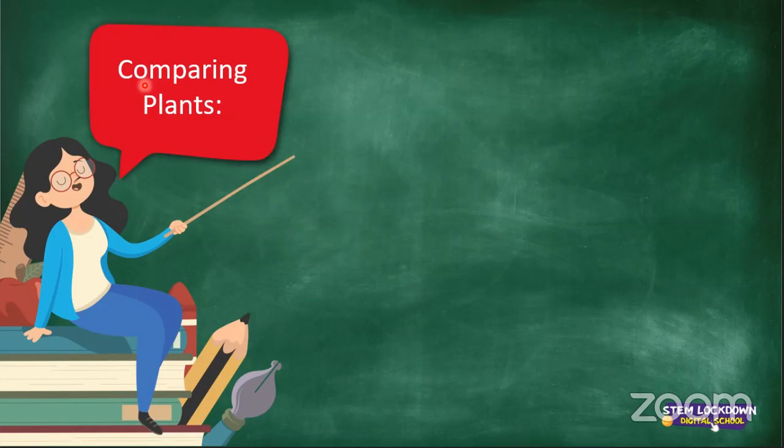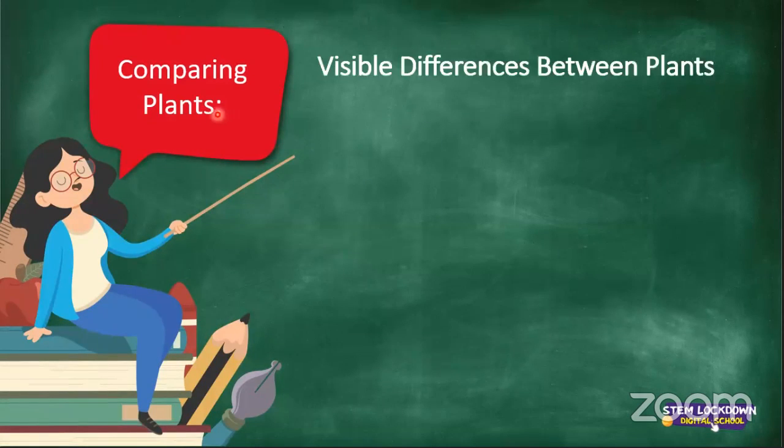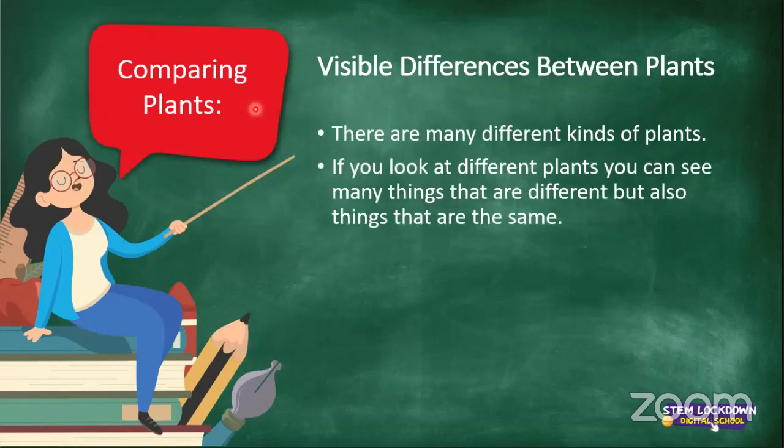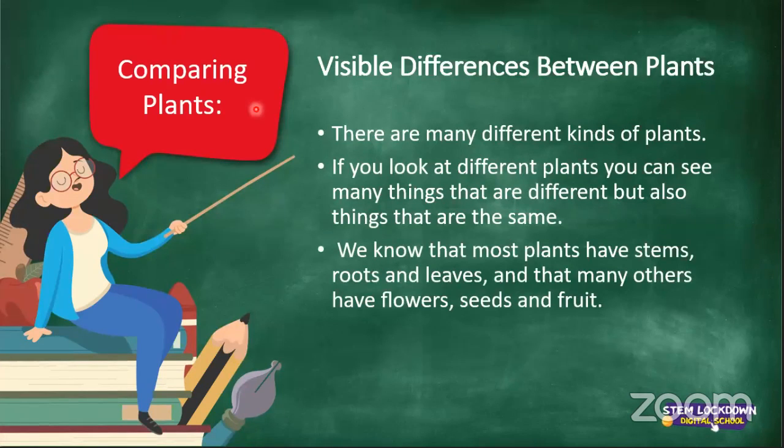Okay, let's quickly have a look at comparing plants. There are obviously visible differences between plants. In other words, things that we can see are different. Not all plants are the same. There are different kinds of plants. And if you look at different plants, you can see many things that are different, but also many things that are the same, but they don't all look the same. Okay, we know that most plants have stems, roots, leaves, and many others have flowers and seeds and fruit, like the basic structure we just looked at.